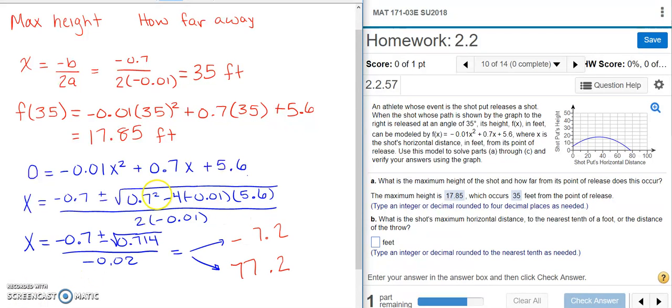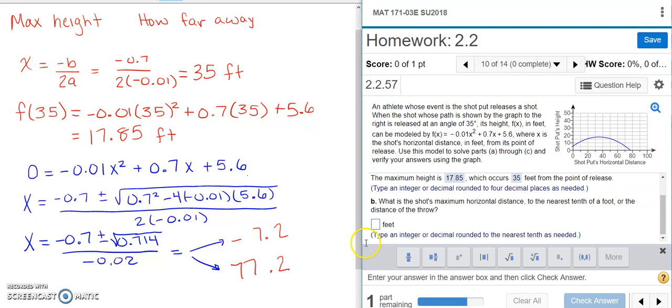Okay, guys, so if you simplify what's under the square root, you get 0.714. Then essentially what you have are 2 different possibilities. You can work this out using addition, and you get negative 7.2. But that answer doesn't really make sense because that is back here, negative 7.2 on the x-axis. We don't want that answer. If you work it out again using a minus, you get a positive 77.2. That makes more sense. That's where we want to be.